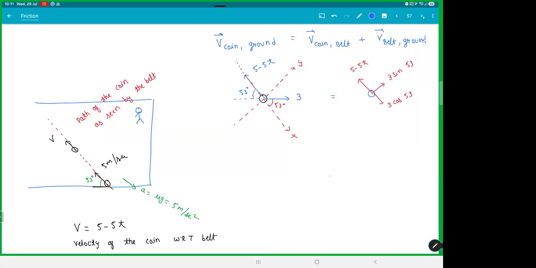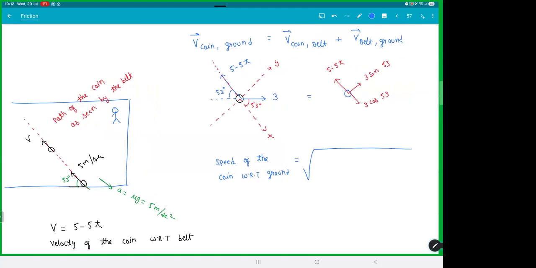So the net speed, anyway, you just want the magnitude. So the speed of the coin with respect to the ground will be the resultant of these vectors, which will be root over 5 minus 5t, minus, how much is 3 sine 53? Cos 53 is 4 by 5, sine 53 is 3 by 5. So this is 9 by 5, and this is 12 by 5. So this will be (5 minus 5t minus 9 by 5) whole square plus (12 by 5) whole square.